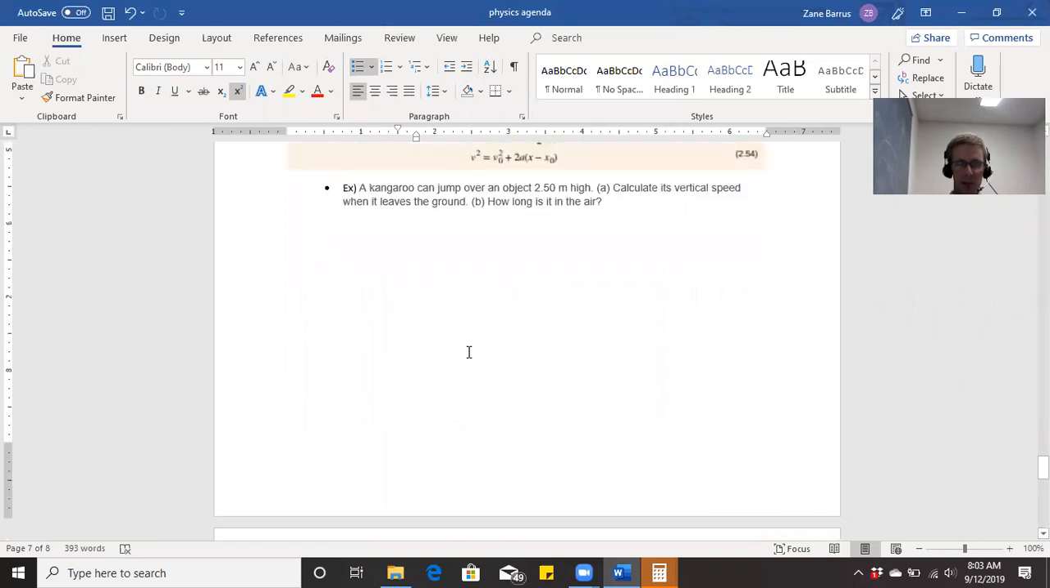Again, here's one you can do on your own if you want. A kangaroo can jump over an object 2.5 meters high. Calculate its vertical speed when it leaves the ground. How long is it in the air? This is pretty much the exact same setup as the problem we just did.